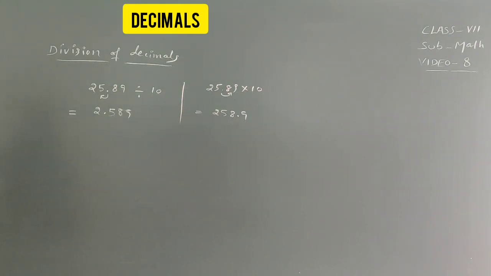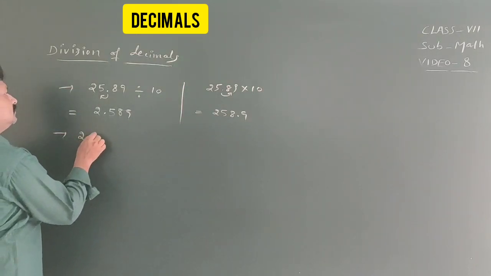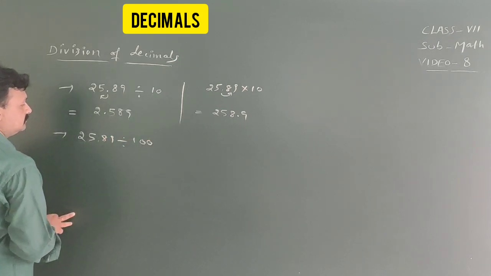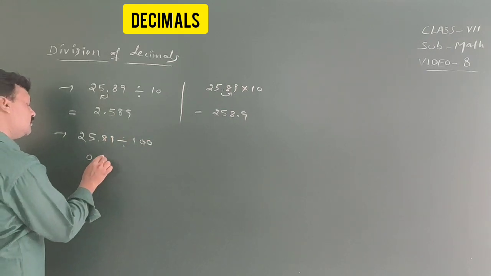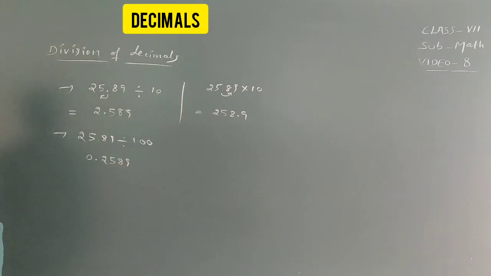If it is divided by 10, means 25.89 divided by 100. Now the point moves to the left. How many times? 2 decimal places move to the left. So 25.89 divided by 100 becomes 0.2589 as the quotient.